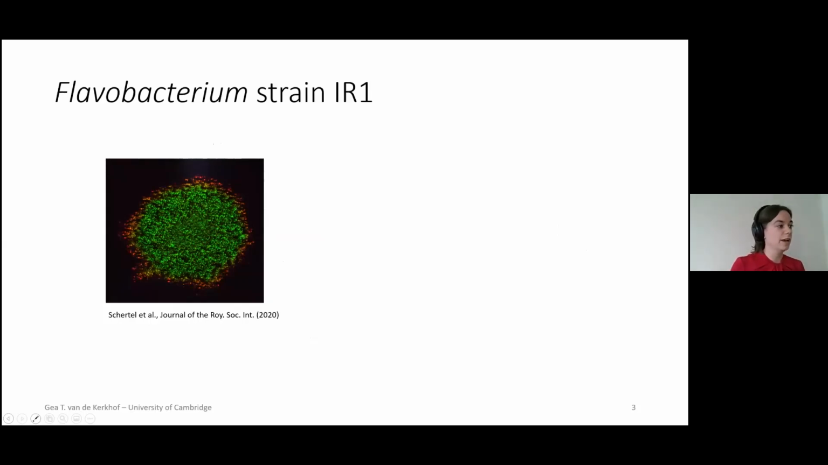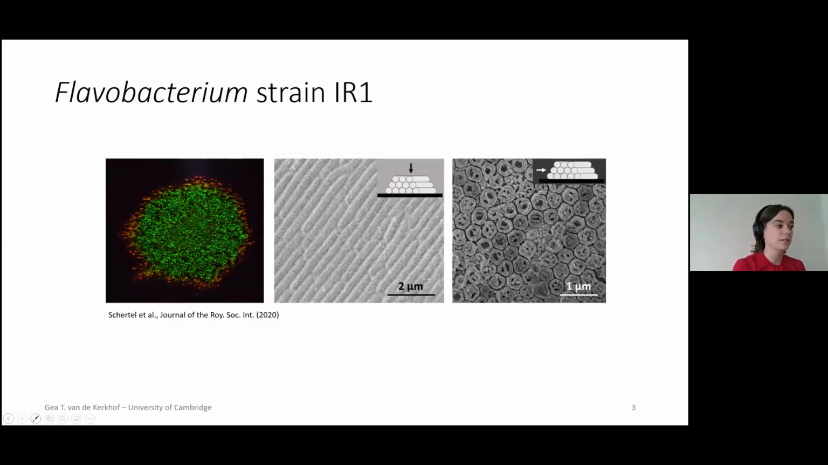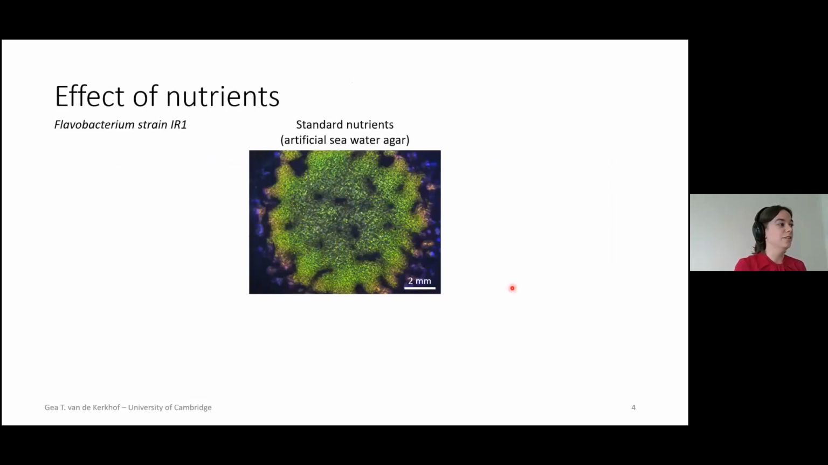You see a colony on a black agar background. If you look at this colony in top view, you see with SEM that they are rod-shaped cells that are lined up nicely next to each other. And in cross-section, you see that they form hexagonally packed crystal lattices. It is actually this hexagonally packed lattice that creates a 2D photonic crystal that gives it the color. What we found for this strain is that if we grow it on what we define as the standard nutrient condition, on an artificial seawater agar substrate, we get an iridescent green colony.